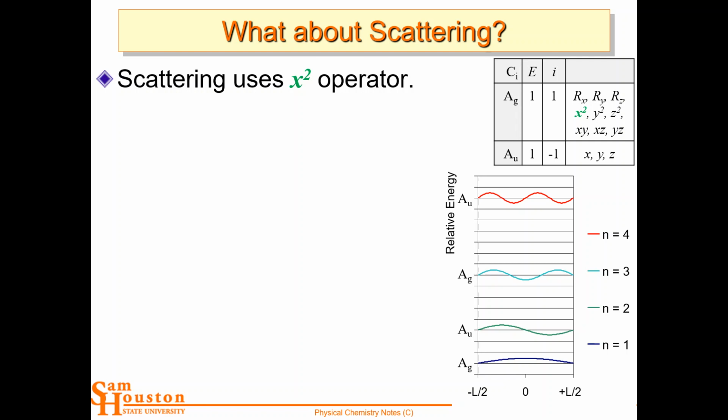I think earlier I said something about C2V character table, and I totally screwed it up. It should have been Ci. So when I was talking about in this molecule C2V, don't be confused. I screwed that up. Okay, it's the Ci character table. Okay, so in the Ci character table, x squared is on top row.